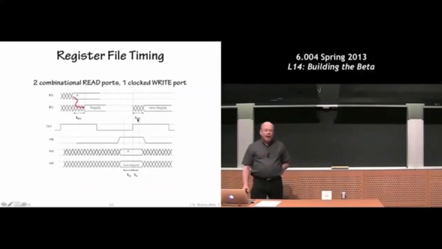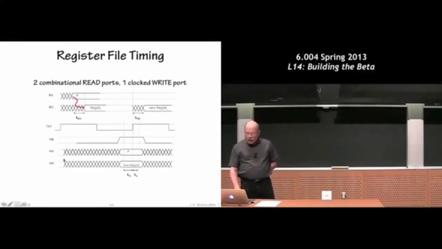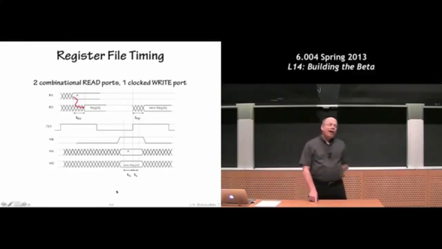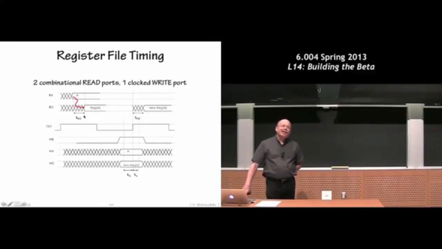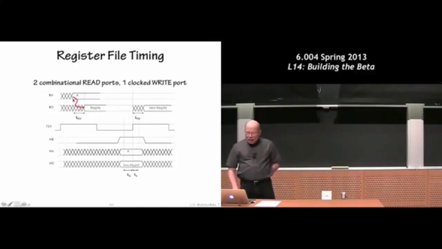Here's a timing diagram of how the register file works. These are the sort of things you see in data sheets all the time when you buy digital components. These are timing diagrams that you have to learn to read. What this one is telling me is that a certain length of time, in the case of our beta about a couple nanoseconds, after we have a stable read address, we will get the appropriate data out of the register file.